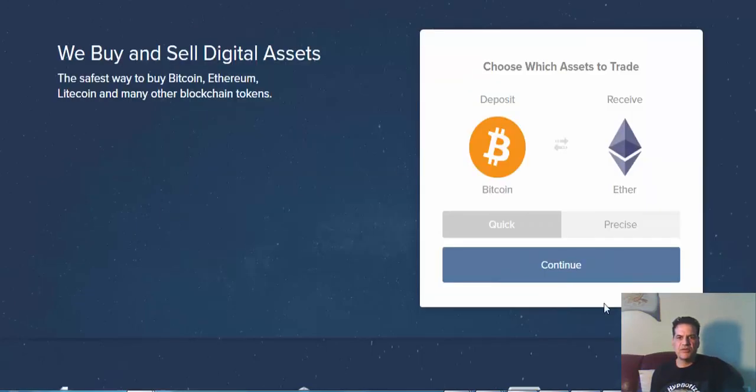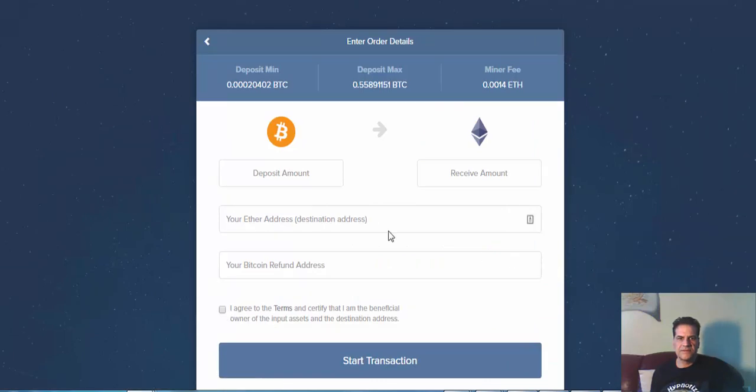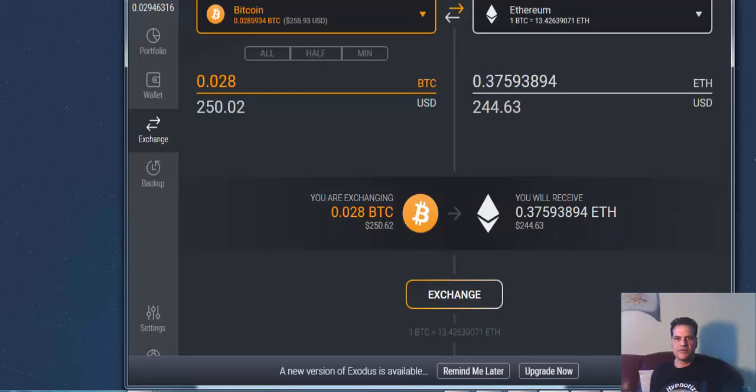You cannot actually do the exchange at this moment, because I have to put the amount. Okay, 0.28. I'm going to find out how much this is. It is 0.38. Just remember, 0.28 BTC is 0.380 Ethereum in Shapeshift, and of course you have to pay a transfer charge.